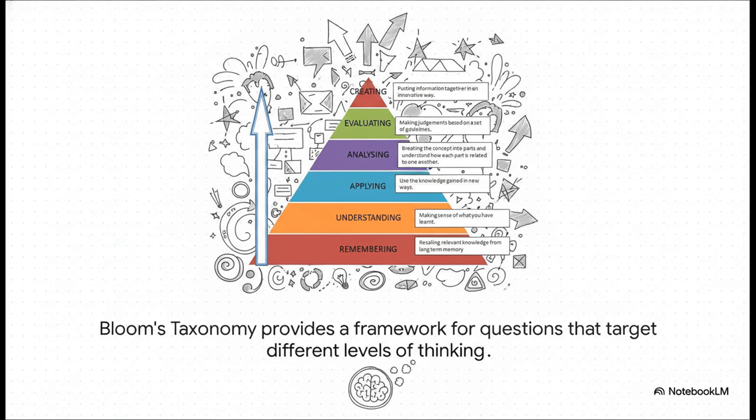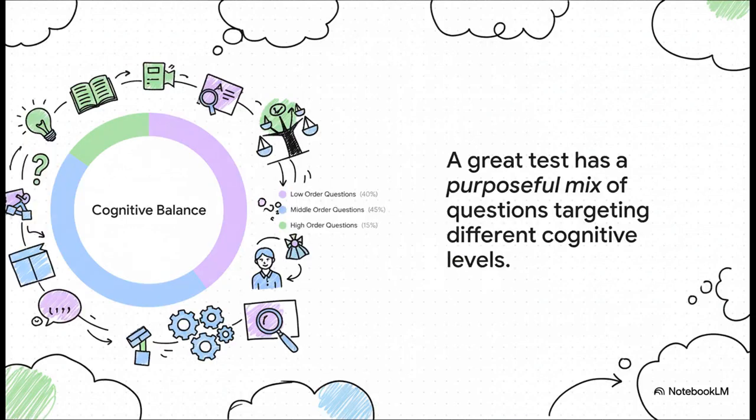A really great test hits multiple levels here. So what does that actually look like? Well, here's a pretty good recipe for cognitive balance. About 40% of your test should be those lower order skills: recalling facts, showing you understand. The biggest piece of the pie, 45%, should be about applying that knowledge. And then that crucial 15% should really push them to those higher order skills like analysis.